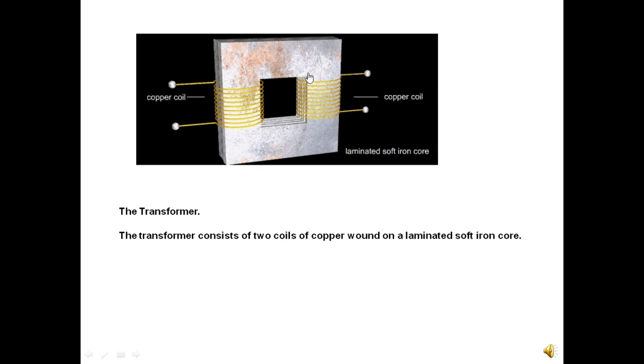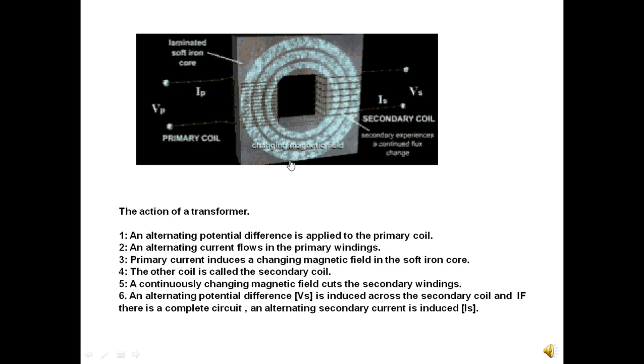This field goes through the secondary coil. And you know, when you have a changing magnetic field around a conductor, you have an induced PD across the conductor. So the alternating PD over here induces an alternating PD over here. And if you have a complete circuit here, then you will induce an alternating current. So that's what's happening here. And these shifting circles are meant to represent that changing magnetic field.